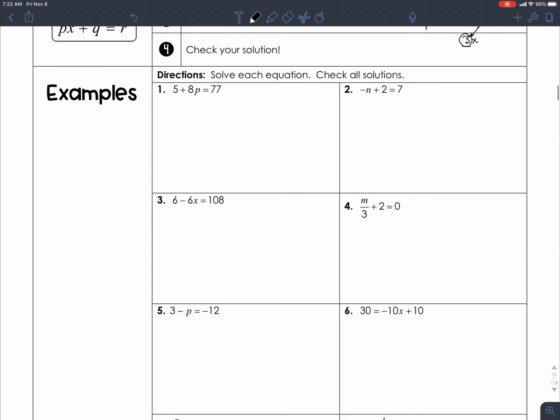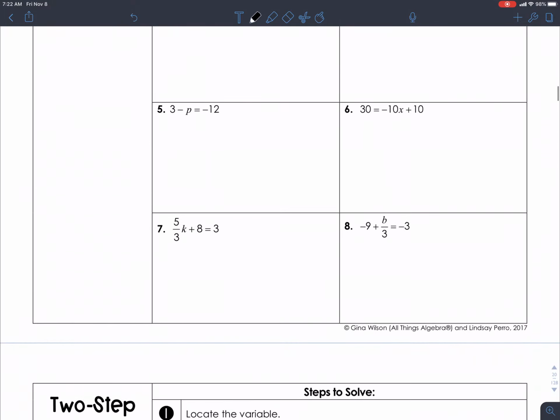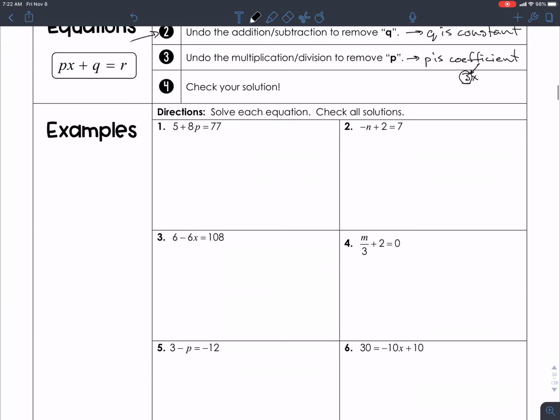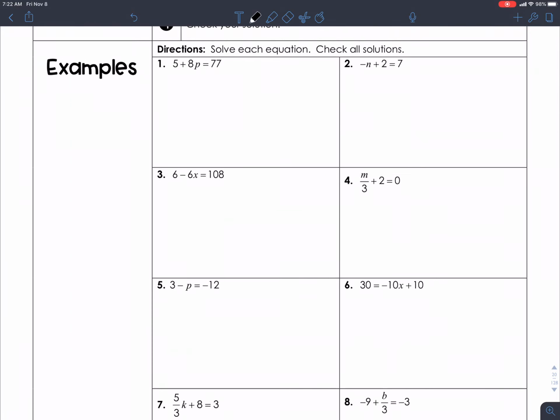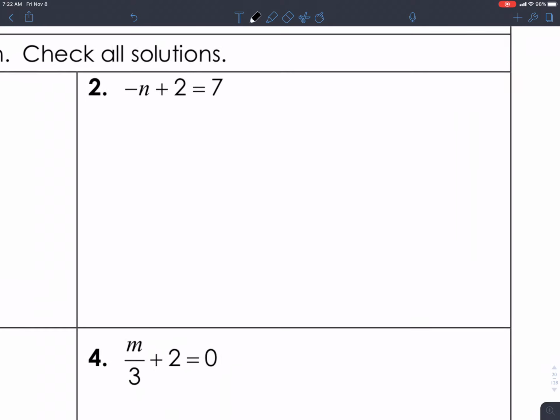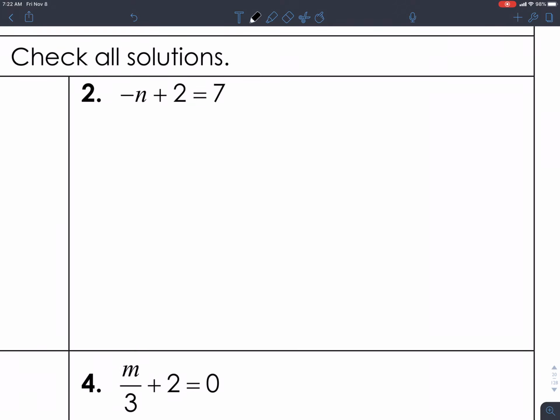There's not a whole lot of problems for us to do today, but I'm going to go through and I'll do the evens. You guys will be doing the odds. So let's start here with number 2. Locate my variable. Where's my variable? Well, it's right there. Now, you might see a negative there and you don't see a number. Remember, if you don't see a number in front of the variable, it's always a 1. If there's no sign, then it's positive, but there's a sign there, so it's a -1 in front of that n.